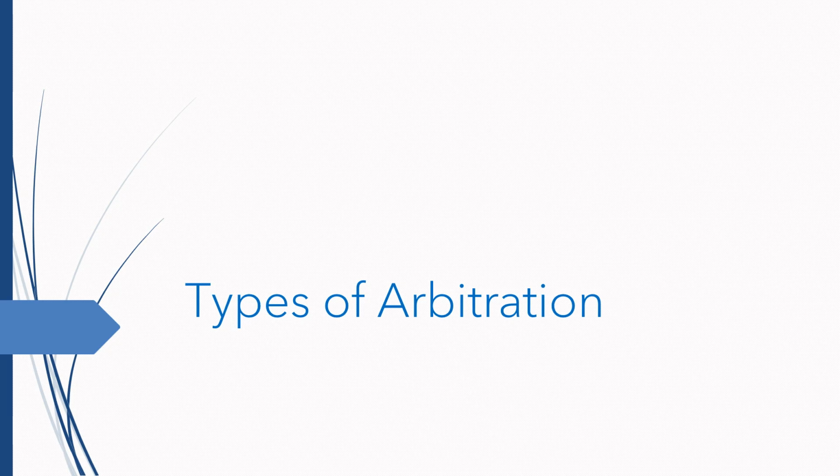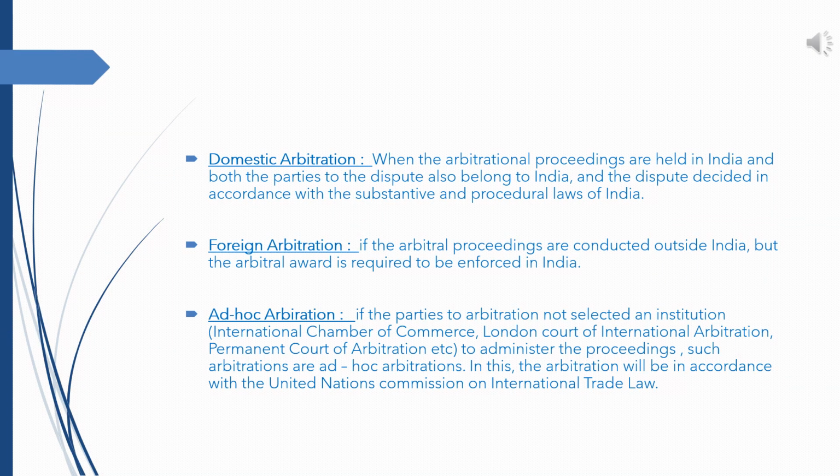So, dear student, in this new video, we will discuss different types of arbitration. There are basically 6 types of arbitration. I'll name them. They are domestic arbitration, then foreign arbitration, then ad hoc arbitration, then institutional arbitration, statutory arbitration, and the last one is international commercial arbitration.